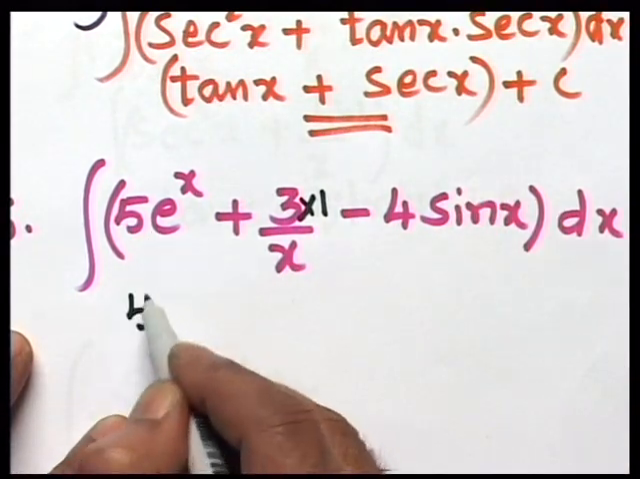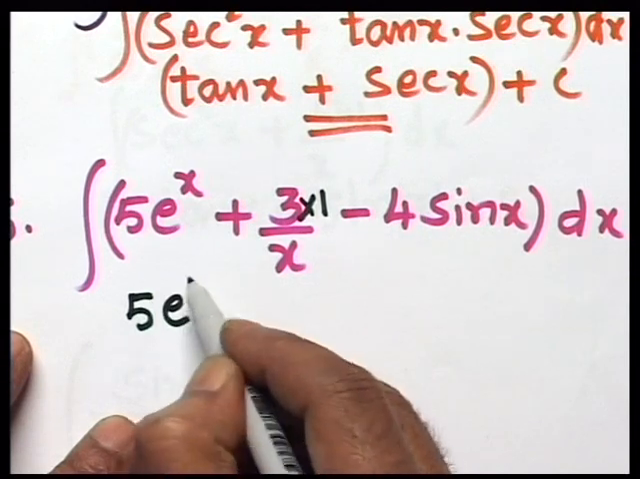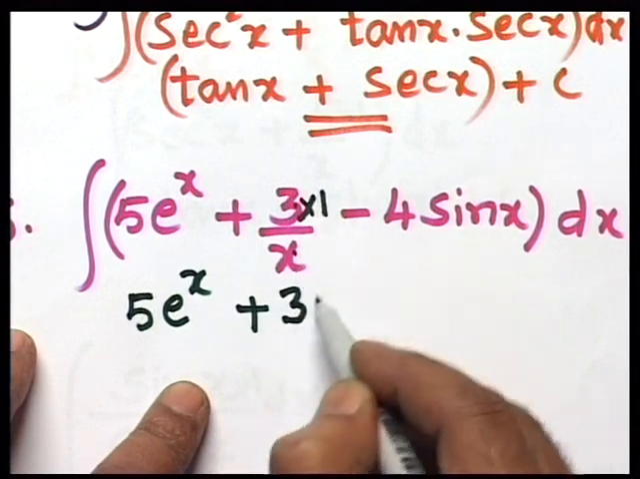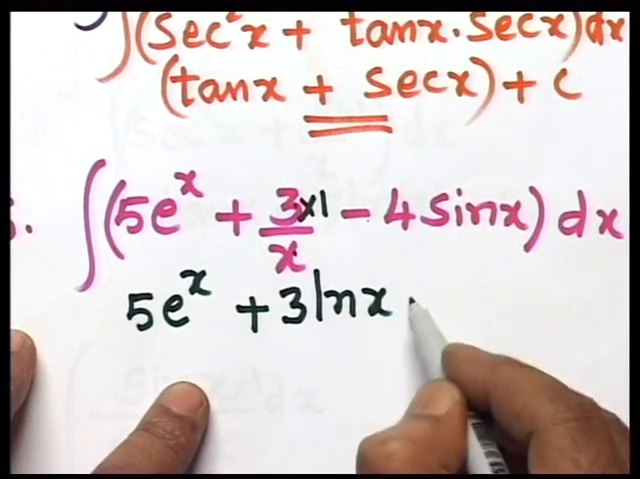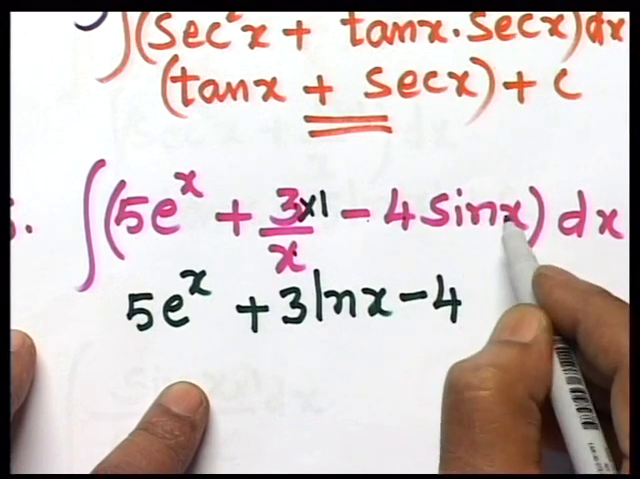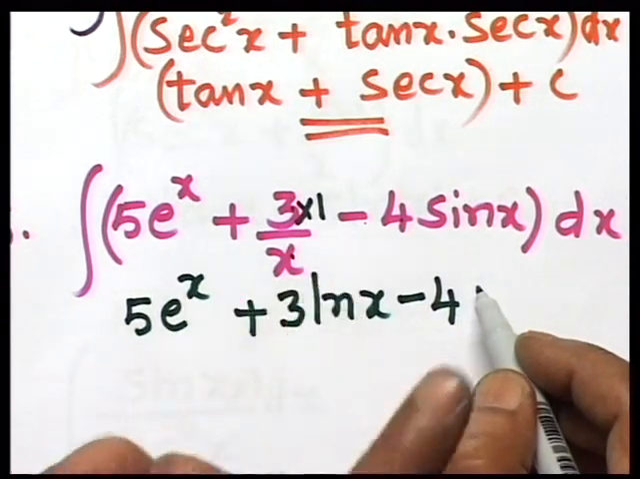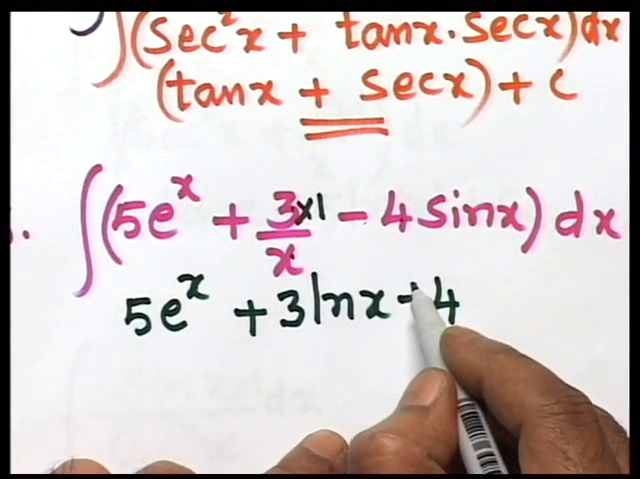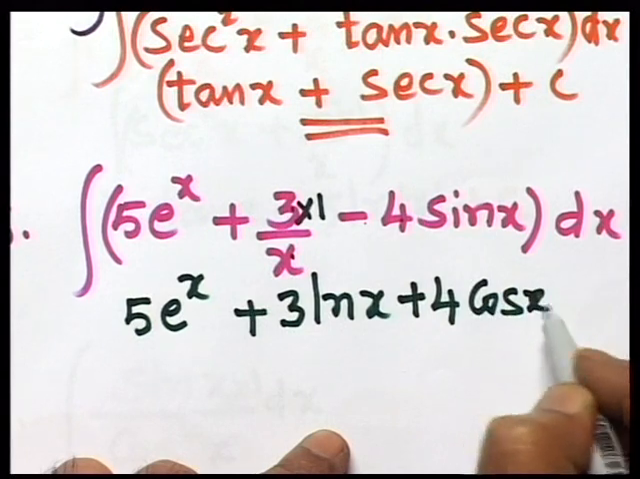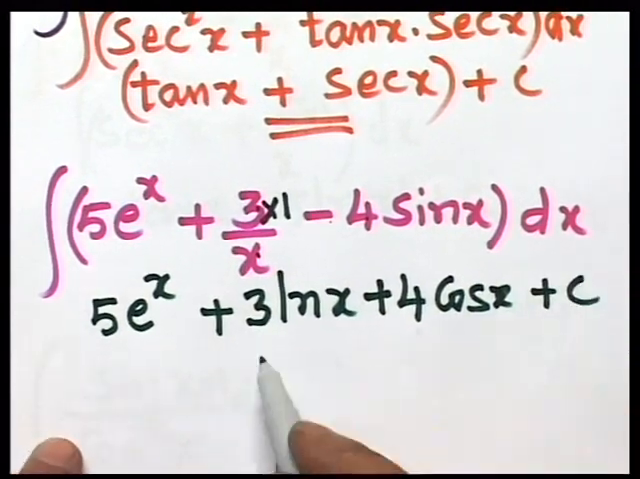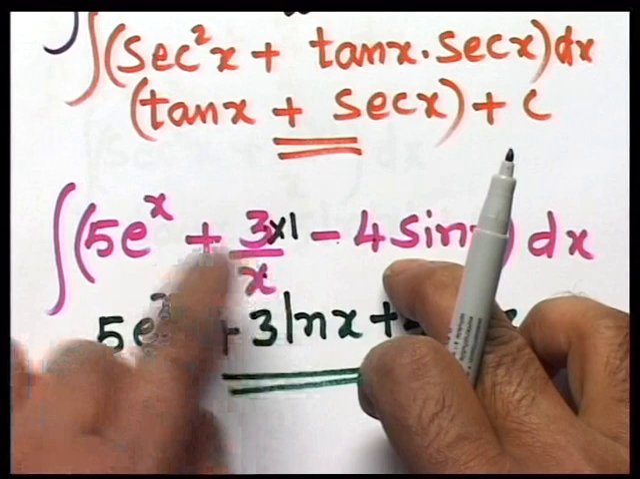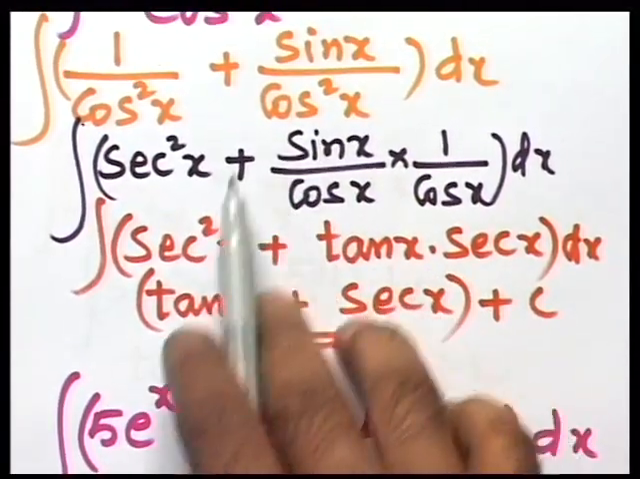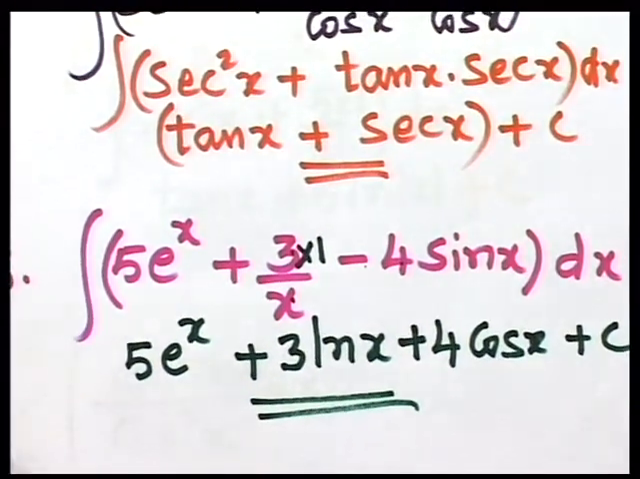So 5 is a 5, e to the power x, integration is e to the power x, plus 3 is a 3, 1 over x is natural log x, minus 4 is a 4, sin x is, understand, that's a minus cos x, integration of sin is minus cos x, so that minus becomes a plus, we get cos x, and plus c. Okay, so the question is already in standard form, so we can directly apply the rules. If it's not, we may have to just play around and change them into the standard form.